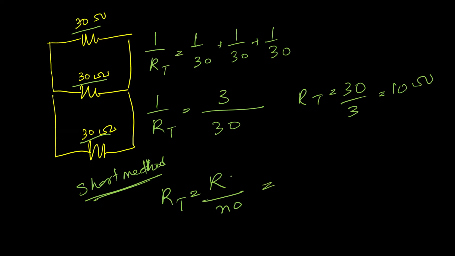Check this one and see. What is the resistance value of one resistor in this question? 30, 30, 30. Take one value: 30. How many 30 ohm resistors are there? 1, 2, 3. And are they parallel? Yes. Our condition is fulfilled: parallel and same. Then 30 divided by 3. Answer is 10 ohm. Directly you got the answer. So when it is parallel and when it is same, use the short method, especially for MCQs.